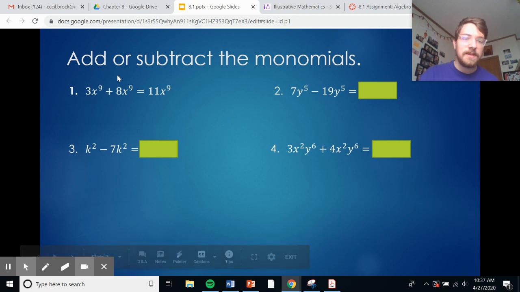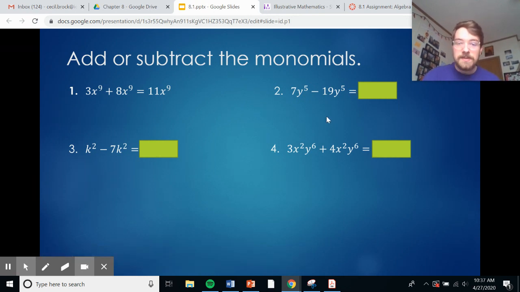One's got a 3 in front of it, the other one has an 8. So I'm just doing 3 plus 8 is 11. Crazy rocket science, I know. With number 2, I've got y to the fifth and y to the fifth on both of them, so they're like terms or monomials. So I just have to do 7 minus 19, which should give you 12, or negative 12, my bad. And then you would include the y to the fifth on the side. We're just going to slap that variable on there.